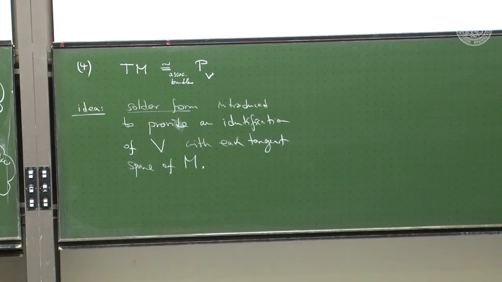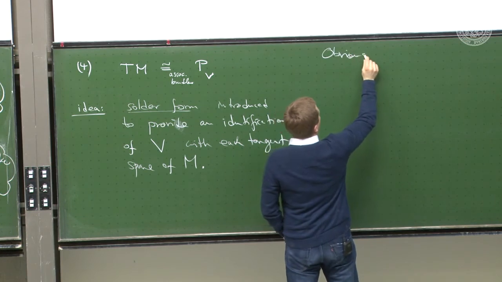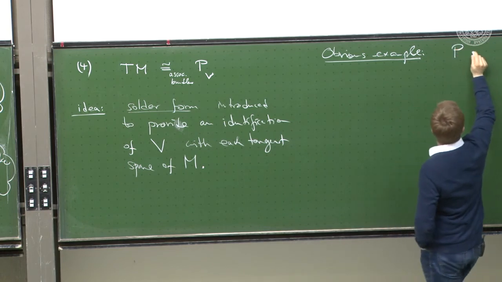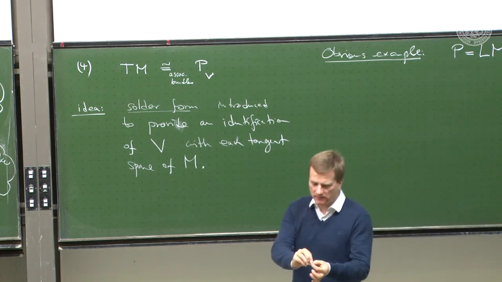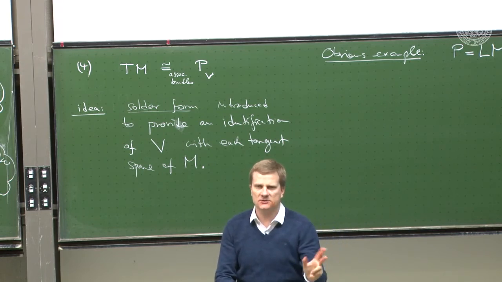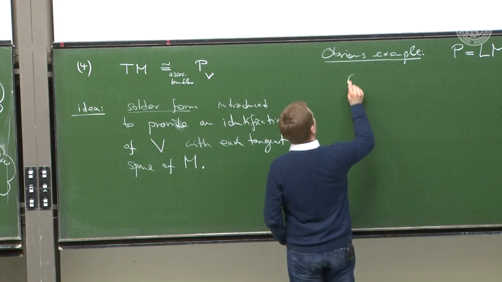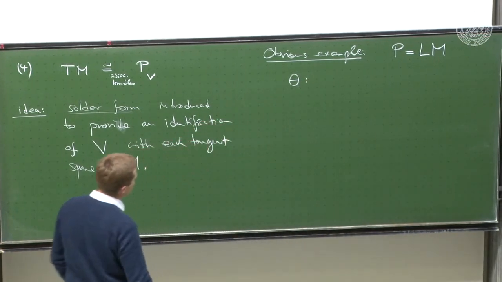And the key example, or the obvious example, is to choose the principal bundle total space to be the frame bundle, where at every point over a smooth manifold, in the fiber are all the frames that could sit there, all the tangent vector bases. And then we define a particular theta, in this case, as follows.